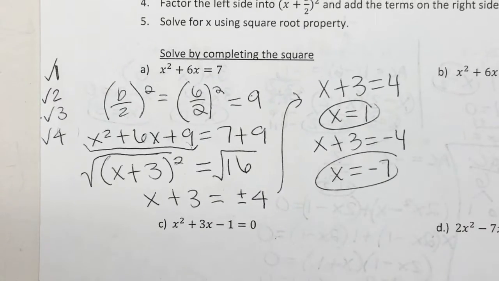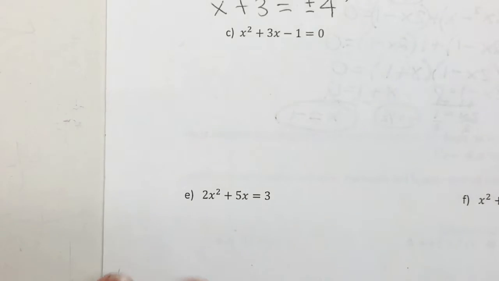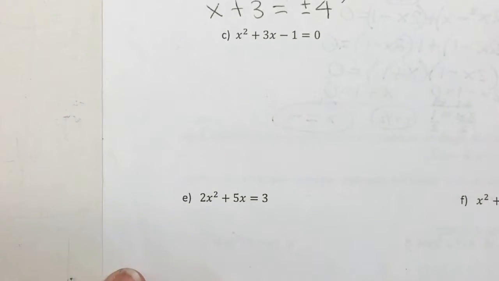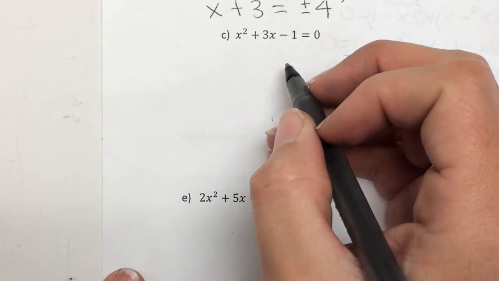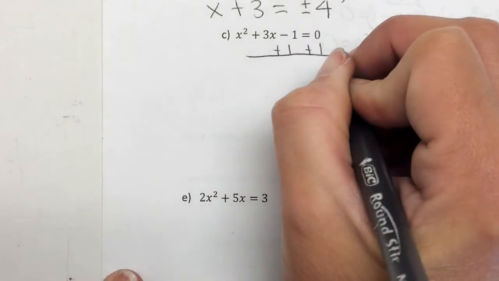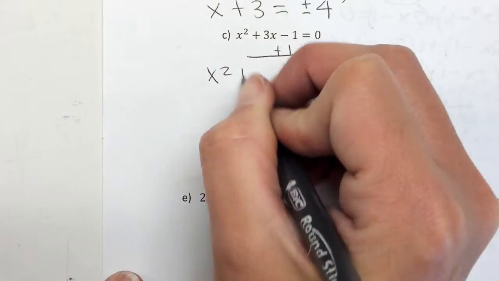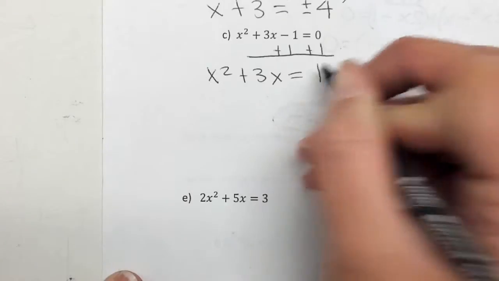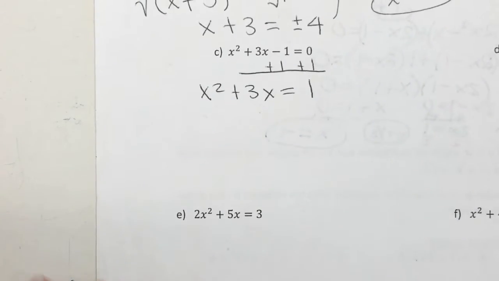Next one. Let's work C together. Alright, so Kayla, tell me the first step for part C. Oh, yeah, the one over. Good. I need to move the 1 on this side, so that'll give me x squared plus 3x equals a positive 1. Very good.